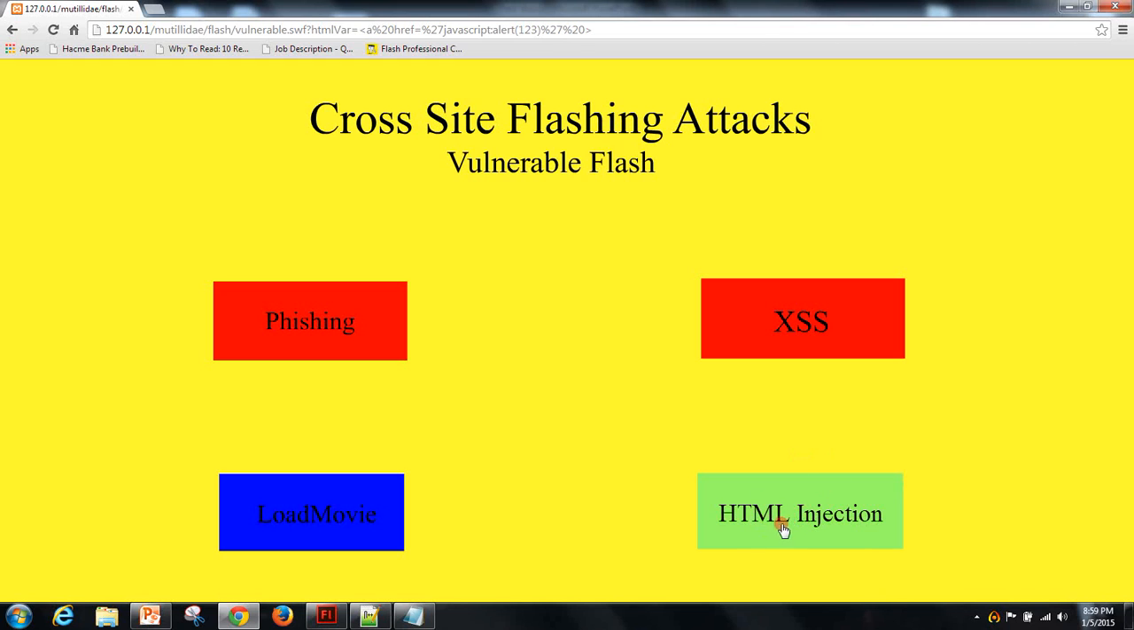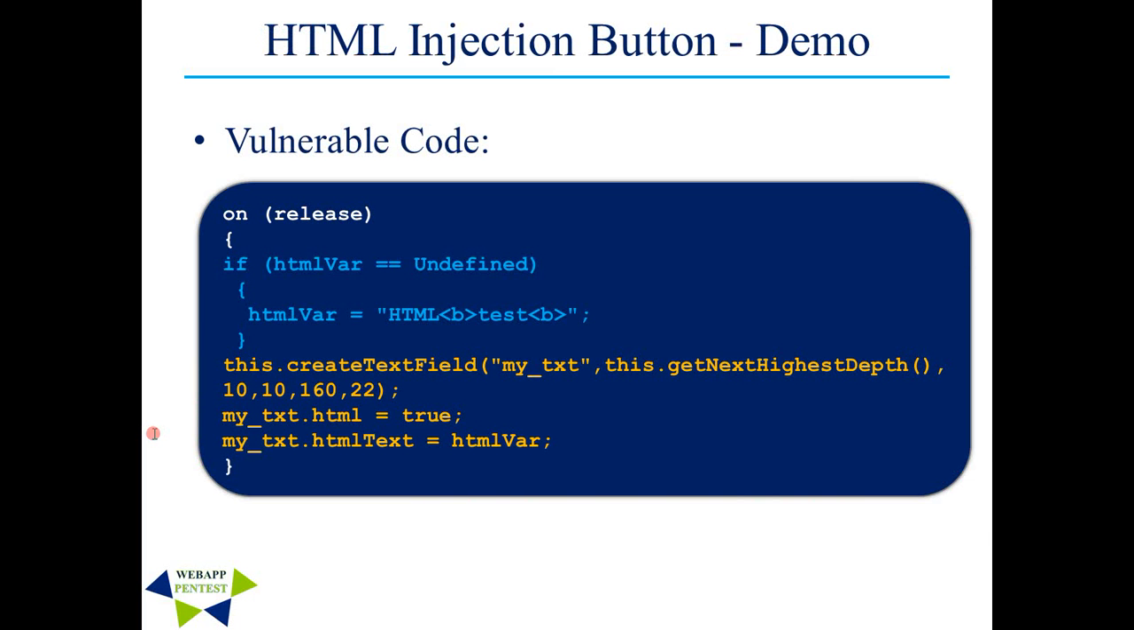So let's quickly click on this particular button, that is the HTML injection. And you can see over here we get the content, that is HTML and bold text. Now let's understand the piece of code that goes behind the HTML injection button. Here's the vulnerable code that is present behind the button.